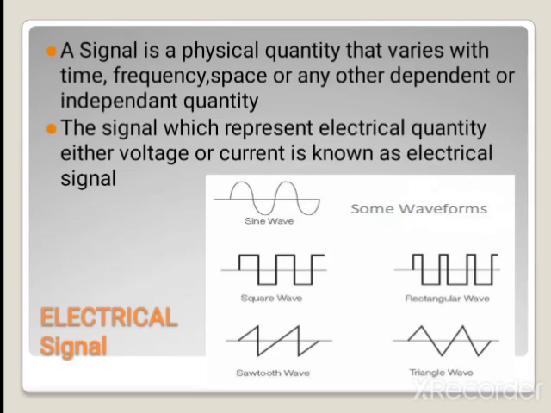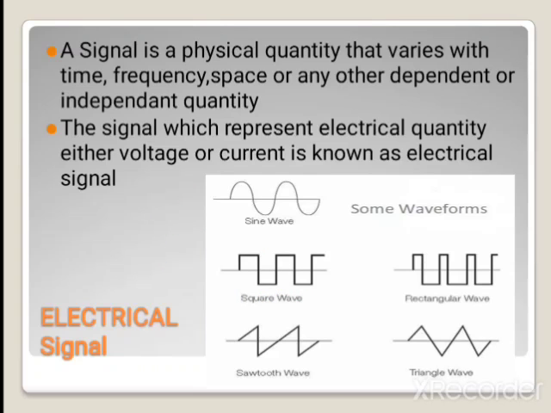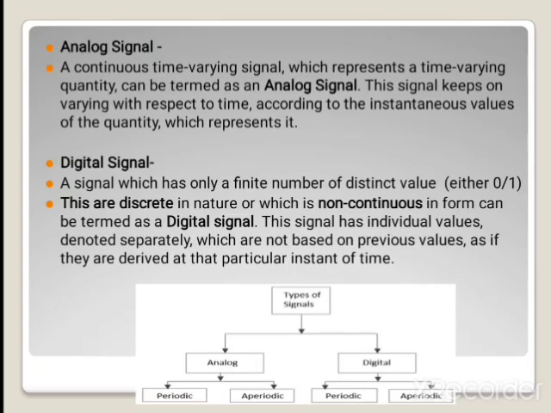So now, electrical signal means the signal which represents the electrical quantity, either voltage or current. On the y-axis there might be voltage or there might be current. Okay, so it is represented with respect to time or with respect to frequency. So it is known as an electrical signal. So now the types of electrical signal. Electrical signals are mainly of two types, that is analog and digital.